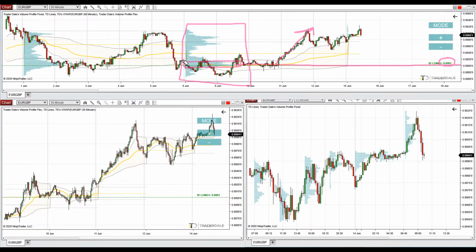So I think that buyers were accumulating their buying positions in here, and then they started to push the price upwards. So when the price makes it back to this area, I think that those buyers will be defending their buying positions, and they'll try to push the price upwards from there again.